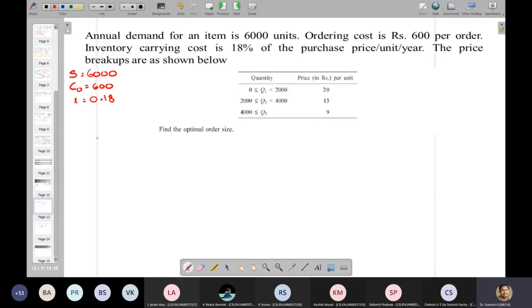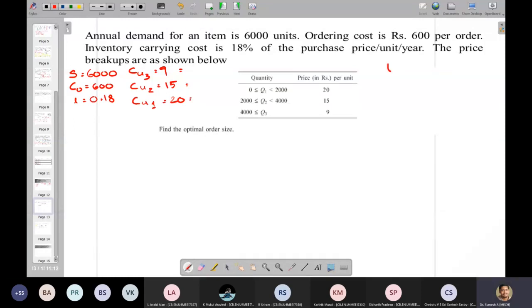Okay, and price break. So CU3 is given. CU3 is 9, CU2 is 15, and CU1 is 20. So tell me the Q star values for the three cases.